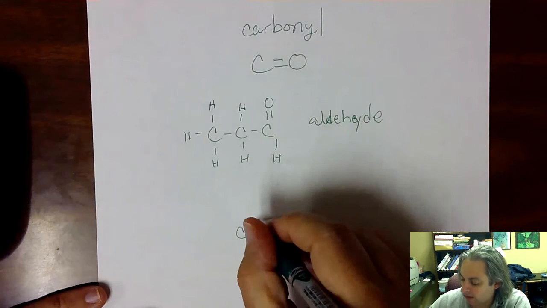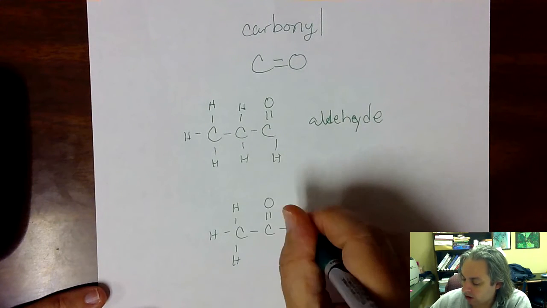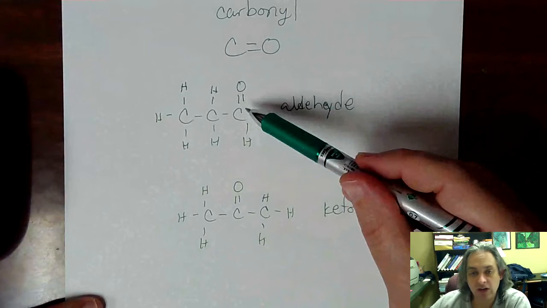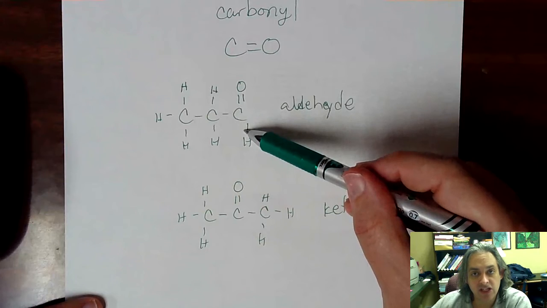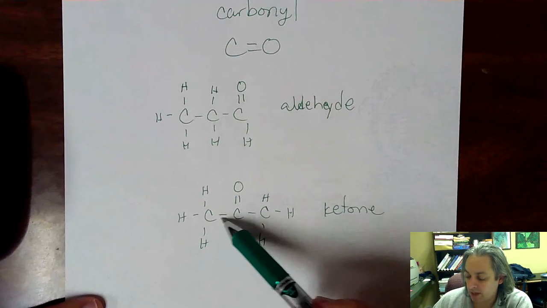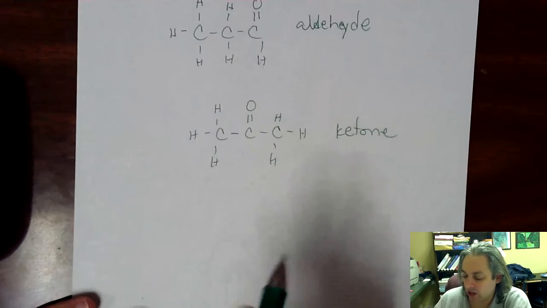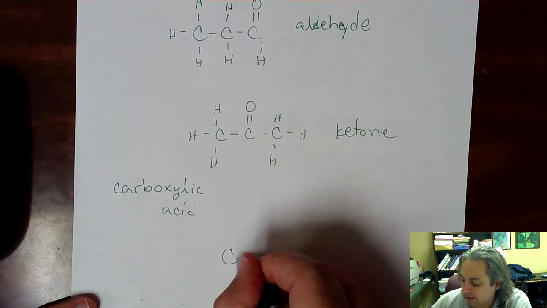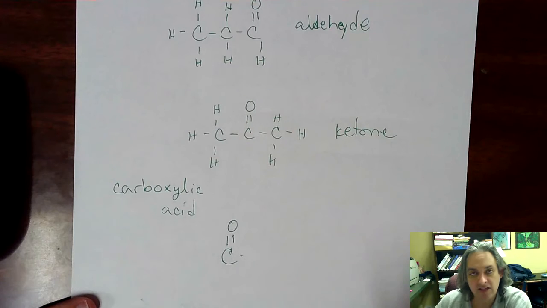If that carbon double bond oxygen is on the middle carbon, this is what we would call a ketone. So the way we distinguish these two carbonyls is the location of the C double bond O. If it is on the end of the chain, it is an aldehyde. If it's in the middle of the chain, it is a ketone. The next type of carbonyl that is very common is a carboxylic acid. A carboxylic acid has a C double bond O, a carbonyl, and attached to this carbon, there's also an OH group.